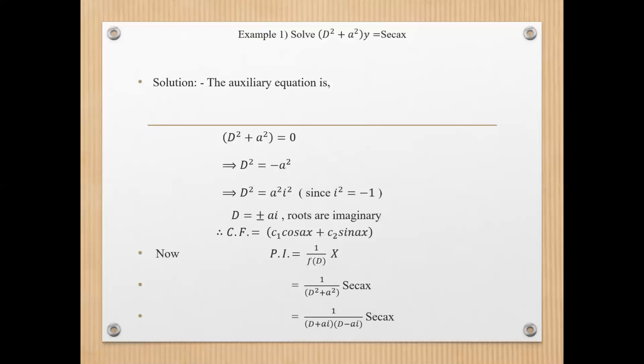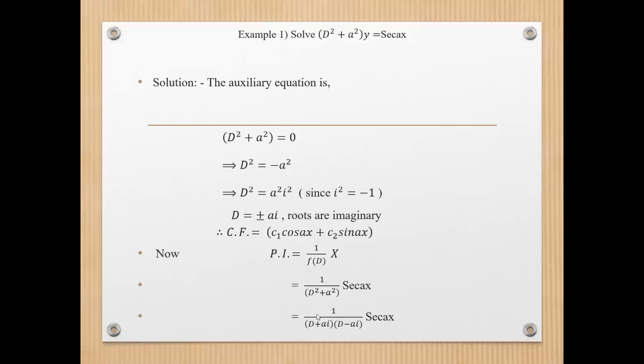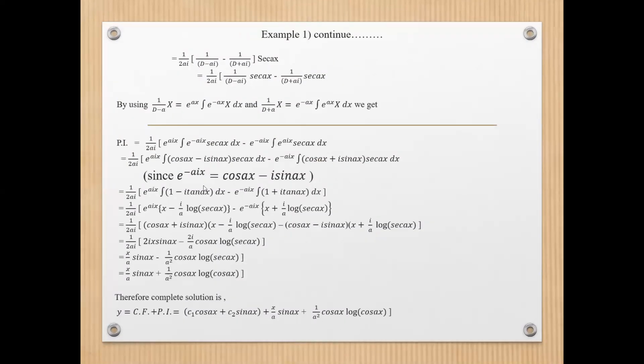Now see, in the formula, D minus a and D plus a are separate things. That's why here we have to use partial fractions. 1 upon D plus ai, D minus ai: both the factors are linear, but they occur in a product. We require only one factor, either D plus ai or D minus ai. That's why we have to use partial fractions here.